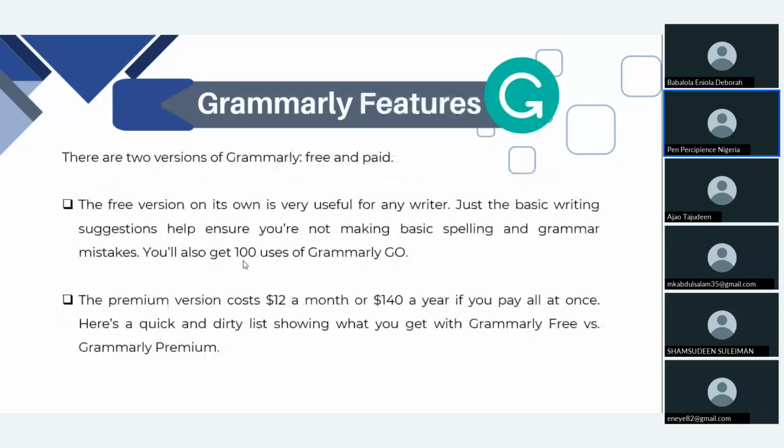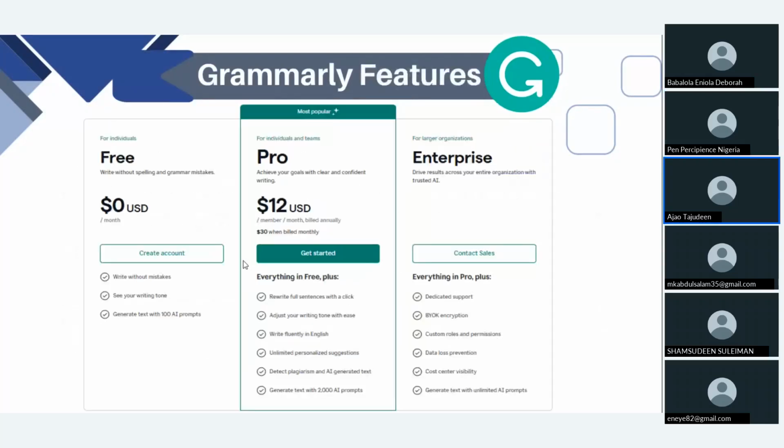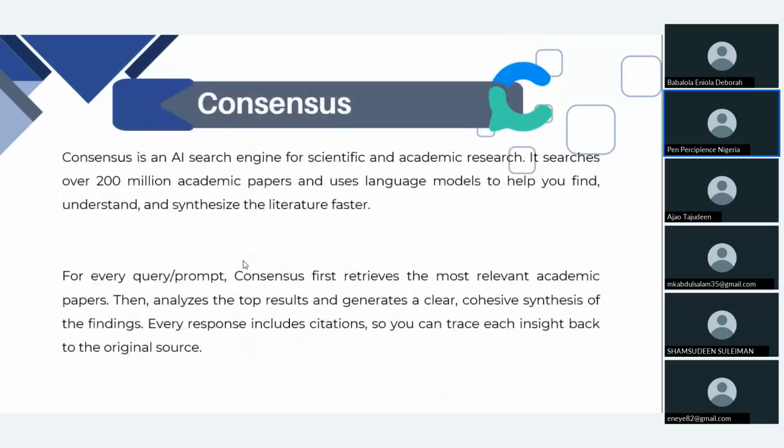Another one you will see is Consensus. Consensus is purely for literature review. So whenever you are stuck and you want to review a lot of papers, I think Consensus can review 50 papers at a time. So all you have to do is go to Consensus.